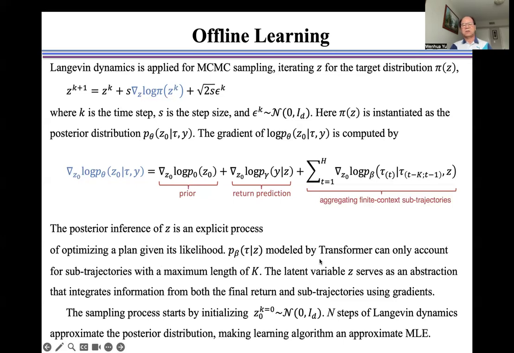P beta, modeled by transformer, can only account for sub-trajectories within a maximum length of k. The latent variable z serves as an abstraction that incorporates information from both the final return and the sub-trajectories using gradients. The sampling process starts by initializing z0, epsilon 0 from a normal distribution. In steps of Langevin dynamics, approximate the posterior distribution, making the learning algorithm approximate maximum likelihood estimate.